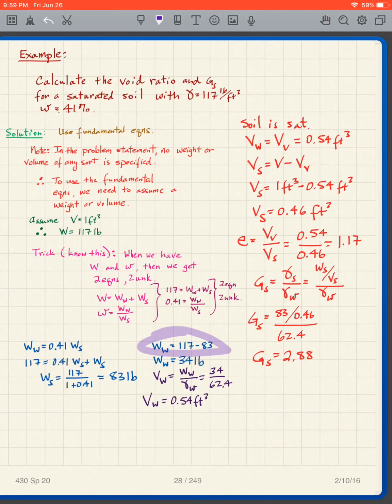How do I get the weight of the water? I simply subtract the total weight minus the weight of the solids gives me the weight of the water. So I get the weight of the solids is 83 pounds. I get the weight of the water is 34 pounds.